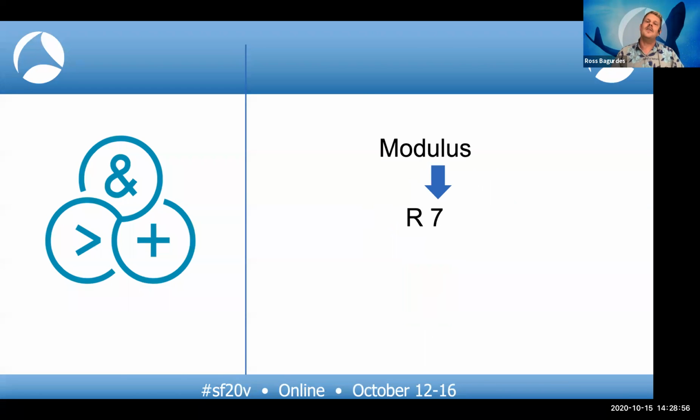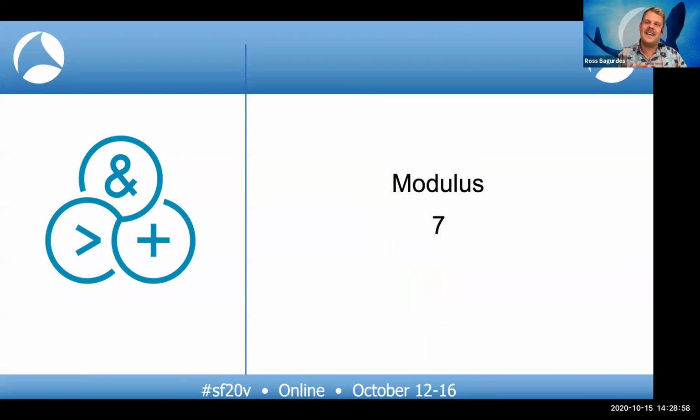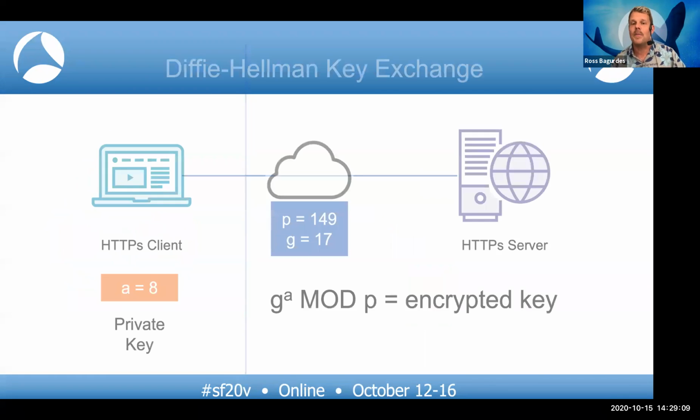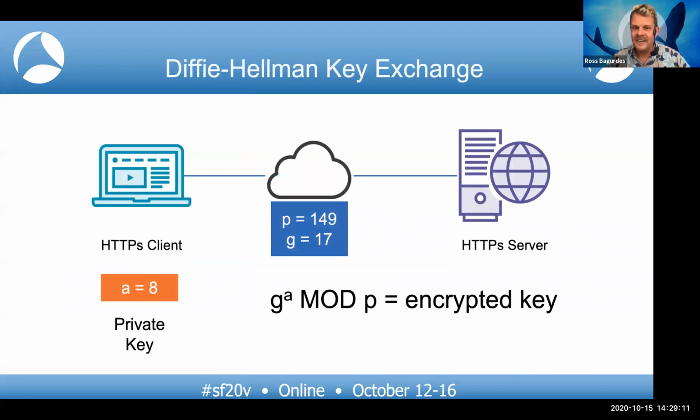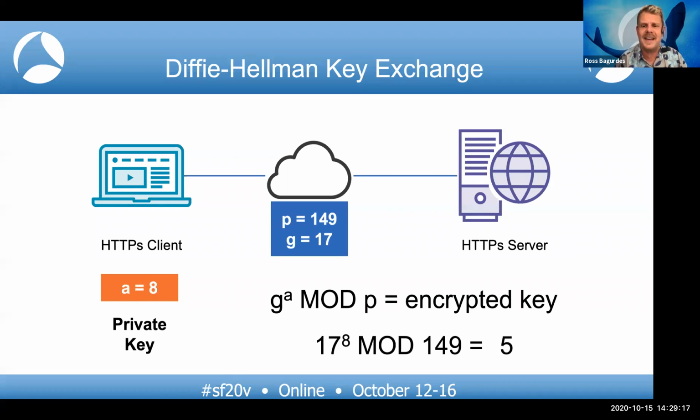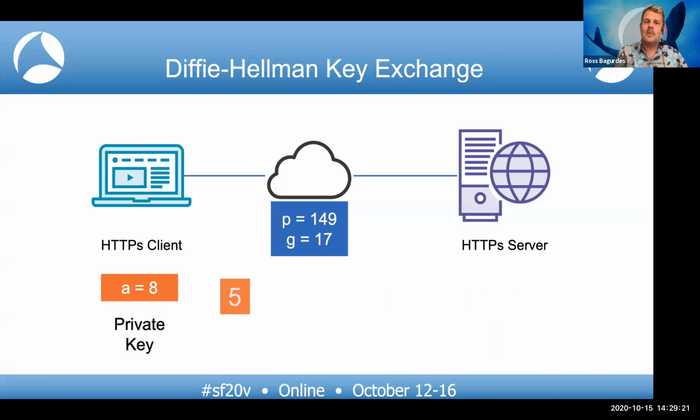So in early mathematics, I remember we didn't care about the decimal points. We cared about the remainder. Well, the remainder is the modulus. So we're just looking for the remainder of a division problem here with these numbers in our formula. So if I plug in the numbers here, 17 to the power of 8 mod 149, I get 5. All right, once I have that value, I send that over to the server.